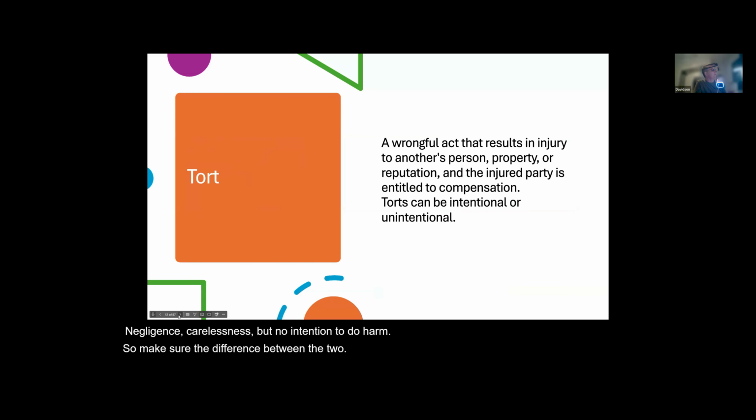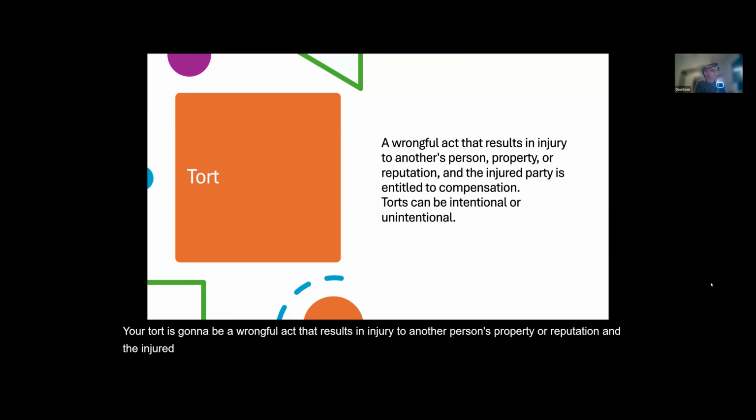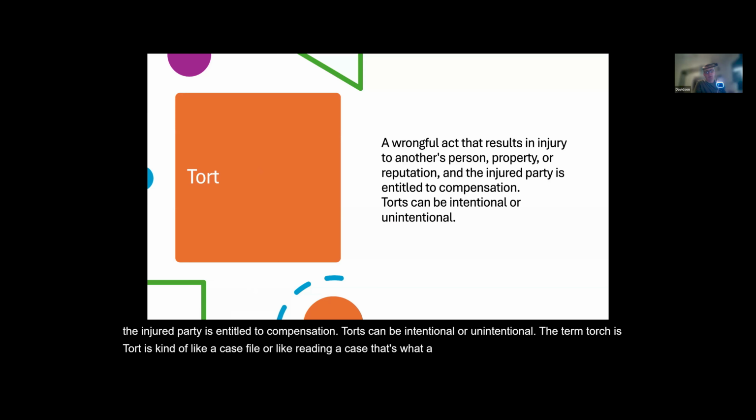A tort is a wrongful act that results in injury to another person's property or reputation, and the injured party is entitled to compensation. Torts can be intentional or unintentional. The term tort is kind of like a case file or like reading a case. That's what a tort is.